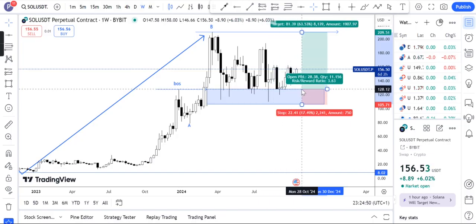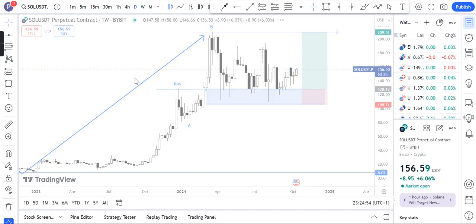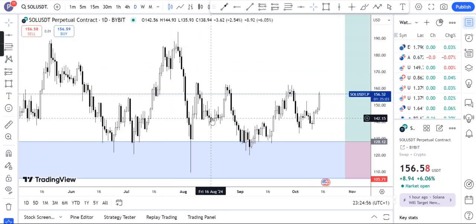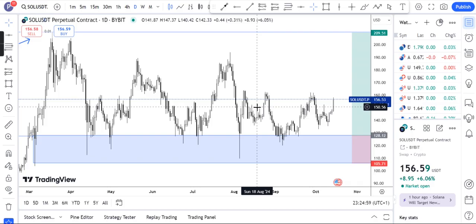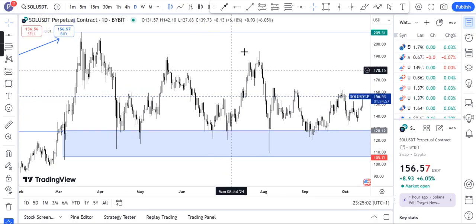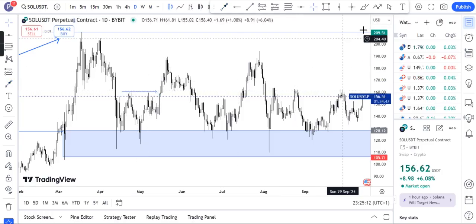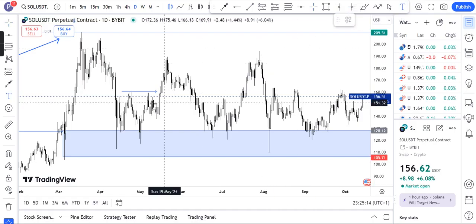shift this, and then we go to the daily time frame. Now on the daily time frame, things begin to get a little bit clearer. We can clearly see that there are internal structures playing out here, which this is one. We have this, which we can still call our BOS.